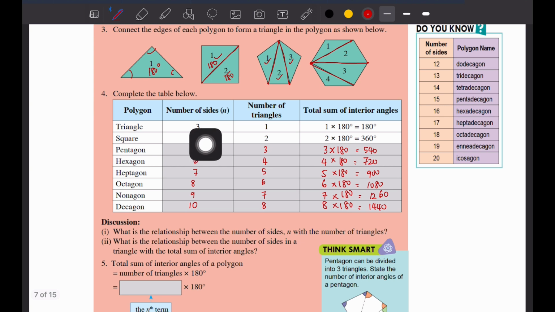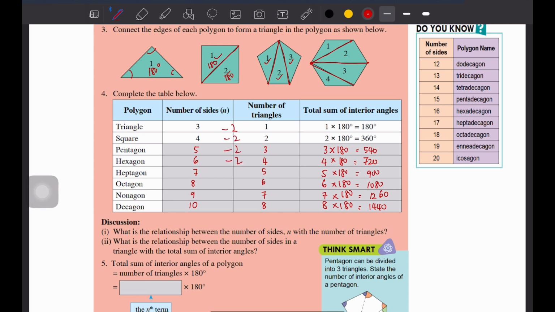Kita ada number of side 3. If 3, you have 1 triangle. If you have number of side 4, you have 2 triangles inside. If you have 5 sides, you have 3 triangles. Okay, try to look at this pattern. Awak dah belajar kan in the first chapter. Okay, the pattern is -2. Am I right? -2, -2, -2.